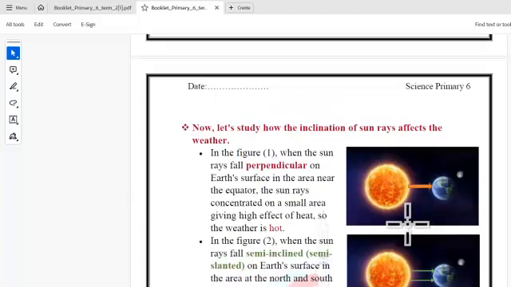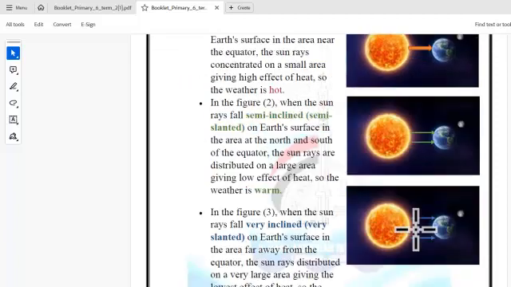Now let's study how inclination of sun rays affects the weather. In figure 1, when the sun rays are perpendicular on Earth's surface in the area near the equator, they are concentrated on a small area giving a high effect of heat, so the weather is hot.